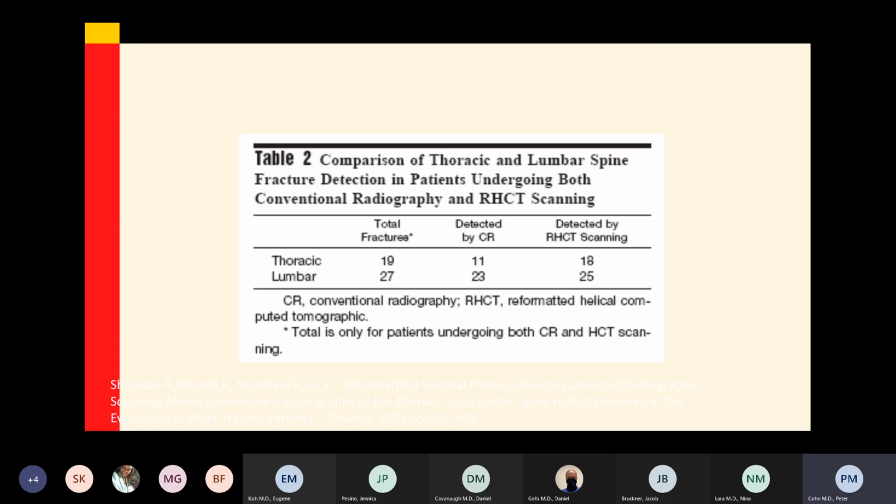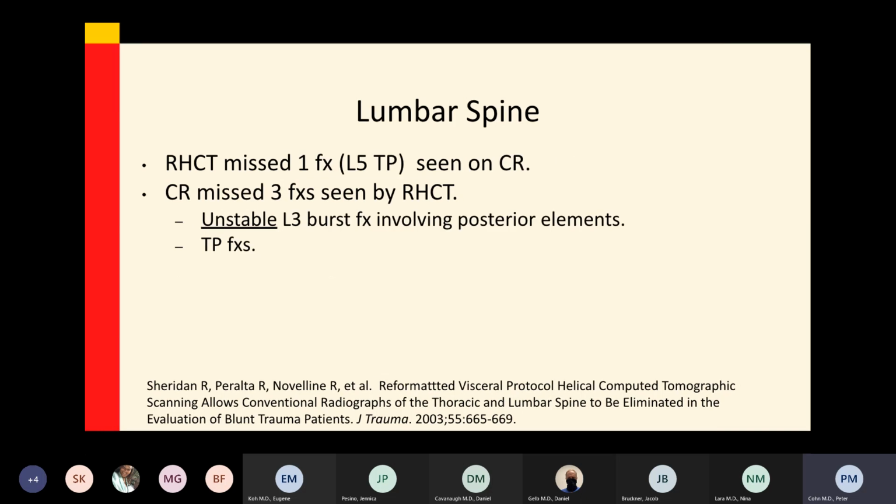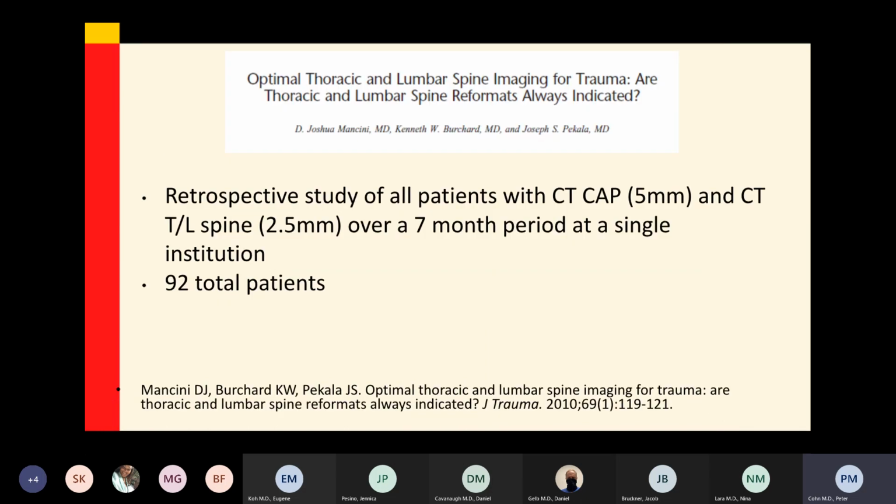Again, they found that the CT was very sensitive and specific for finding injuries. But in this study, they actually found that the X-rays did miss a couple of unstable injuries. There was one thoracic T6 flexion distraction injury that was missed, and one unstable L3 burst fracture that was missed as well. So this study seems to suggest that the CT is really a more sensitive, specific screening tool for thoracolumbar spine fractures.